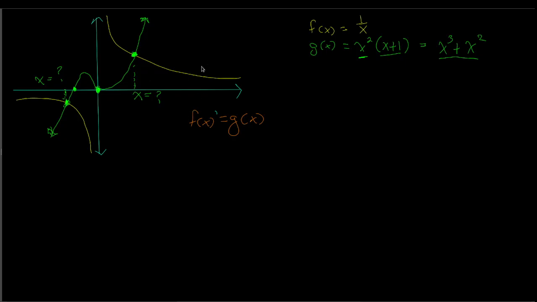So we're going to scale these into a new function and put them equal to each other. I'm going to have 1 over x equals x cubed plus x squared. I'm going to multiply both sides by x.